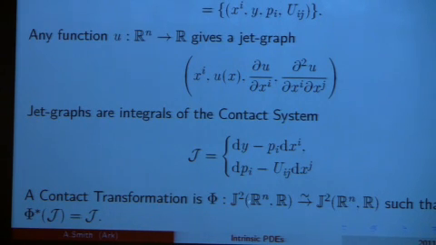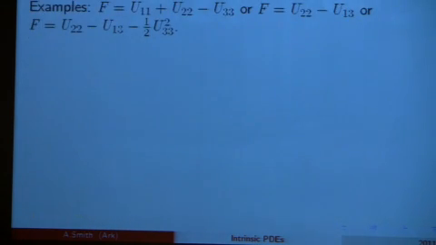And a contact transformation is, at least for today's talk, a diffeomorphism from the manifold J² to itself that preserves the contact system as an exterior differential system. The important thing about contact transformations is that, because of the way this ideal works and how it preserves the notion of derivatives, it takes jet graphs of functions to jet graphs of functions. If you want to be technical, it takes holonomic sections to holonomic sections. But for the moment, let's just think about jet graphs of functions. That's the ambient space that we work in.